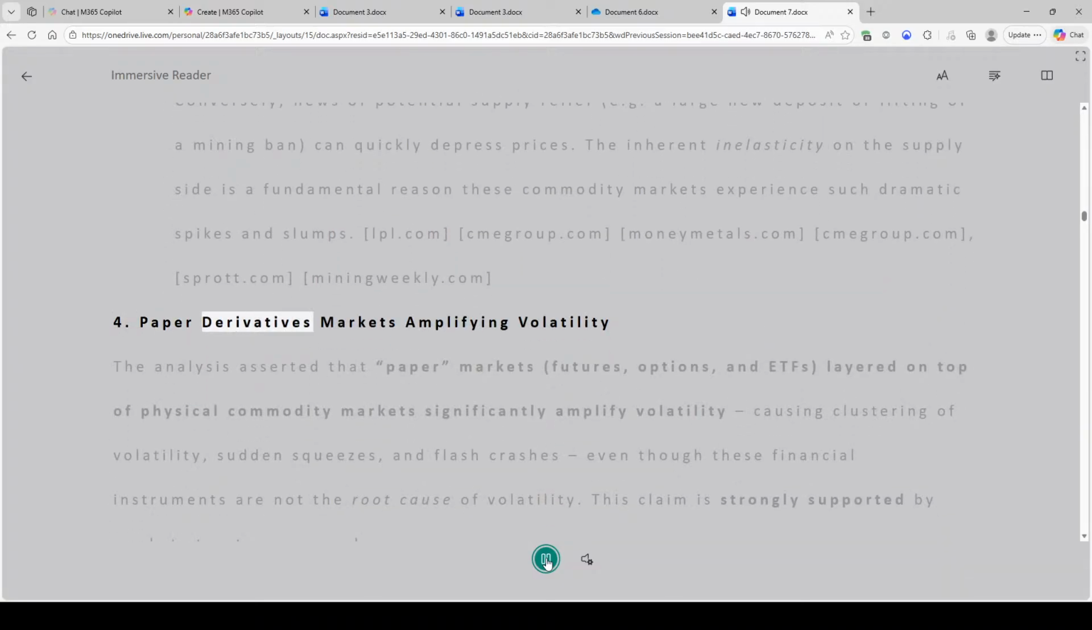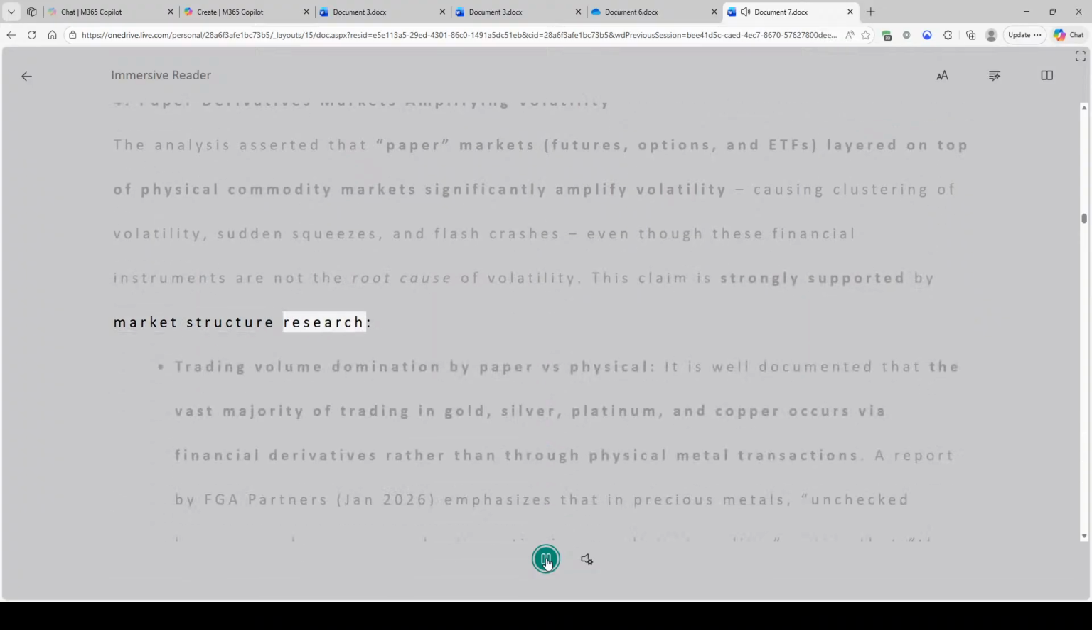4. Paper derivatives markets amplifying volatility. The analysis asserted that paper markets, futures, options, and ETFs, layered on top of physical commodity markets significantly amplify volatility, causing clustering of volatility, sudden squeezes, and flash crashes, even though these financial instruments are not the root cause of volatility. This claim is strongly supported by market structure research.